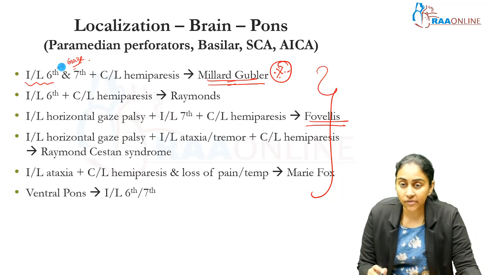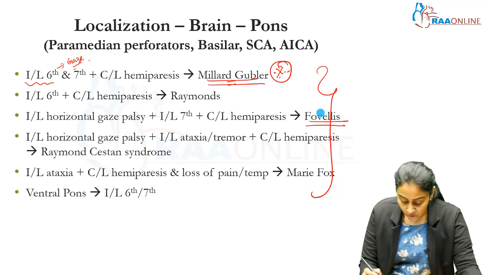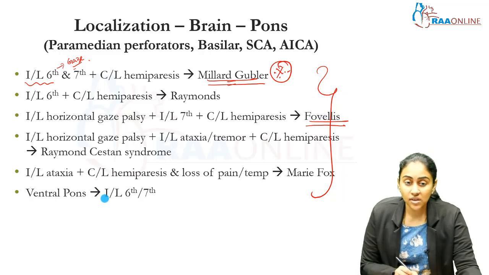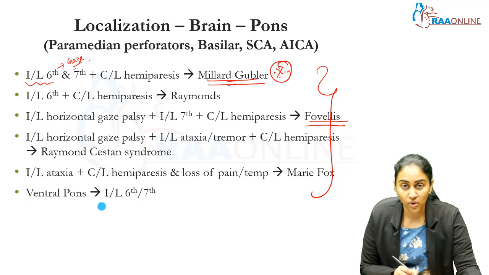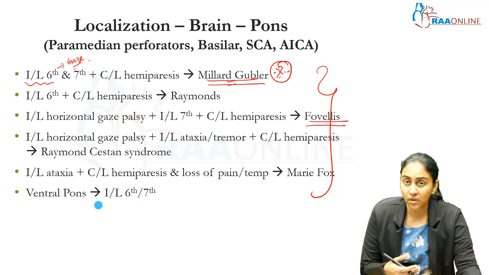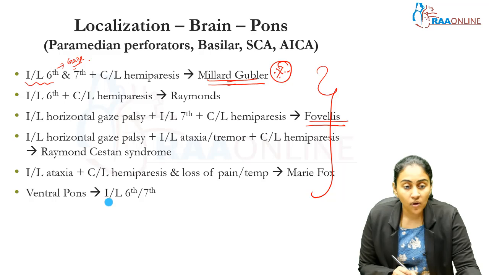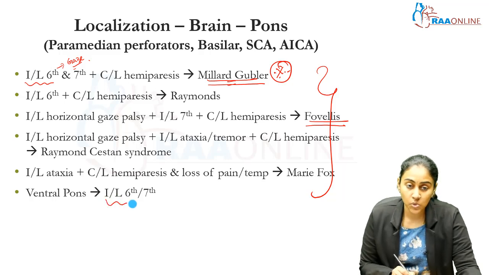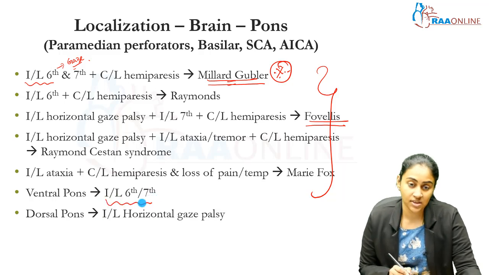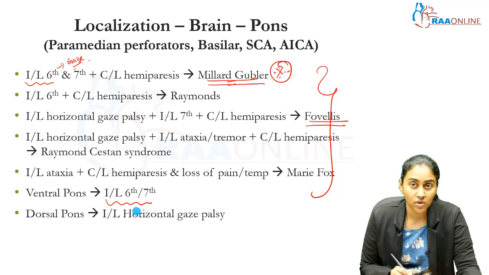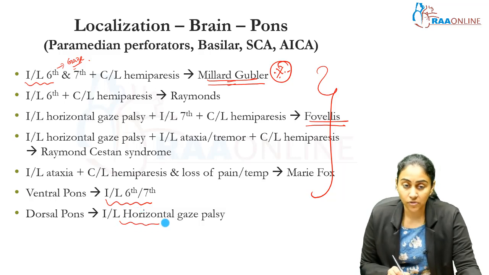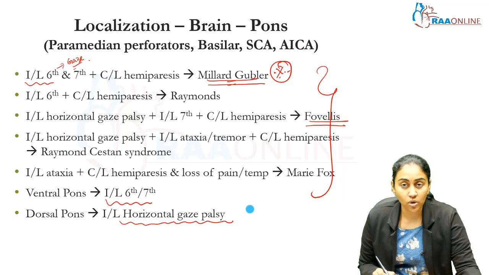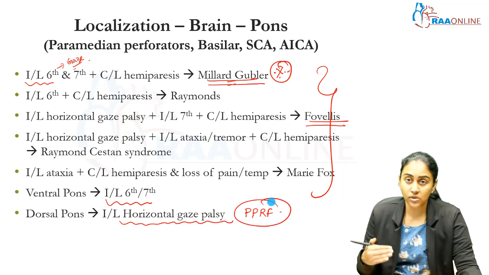Now, I know it's difficult to remember these syndromes and it may not be very important when it comes to MRCP 2, but what is important is in determining the clues to determine whether you are dealing with a ventral pons or dorsal pons, medial pons versus lateral pons. So, ventral pons, remember, is usually associated with involvement of the 6th and 7th cranial nerve. Dorsal pons is associated with PPRF involvement. PPRF is the center for your horizontal gaze. What is PPRF? PPRF is pontine paramedian reticular formation. So, that is going to be present in your dorsal pons.